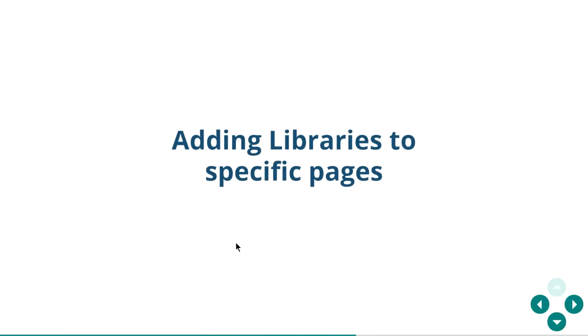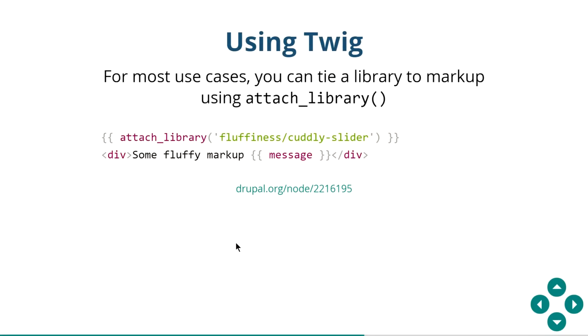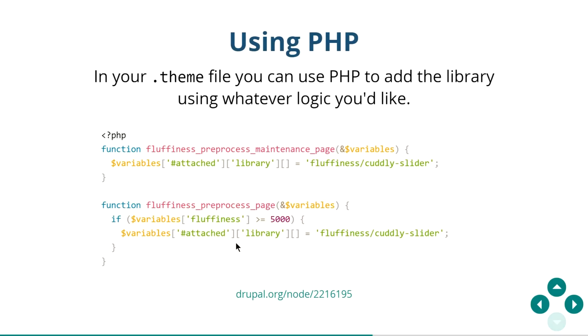All right, adding libraries to specific pages. We can do this a couple ways. Libraries often accompany certain markup, so in a certain template file, you could just say, I'm going to attach this library. This is my cuddly slider markup, so I need to make sure that my cuddly slider CSS and JavaScript is loaded in there. You could also do it using PHP, so whatever kind of behavior you want, it's only added when such and such happens. You can use the attach method, which you could also do in Drupal 7, but wasn't the most popular way of adding CSS and JavaScript.